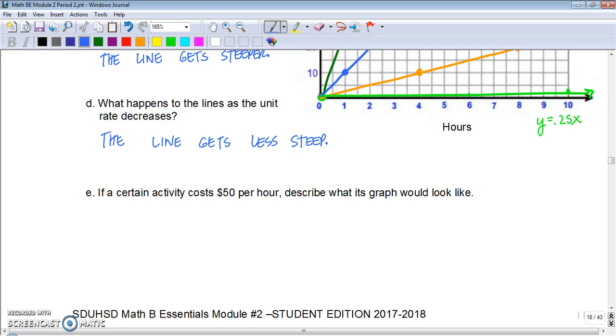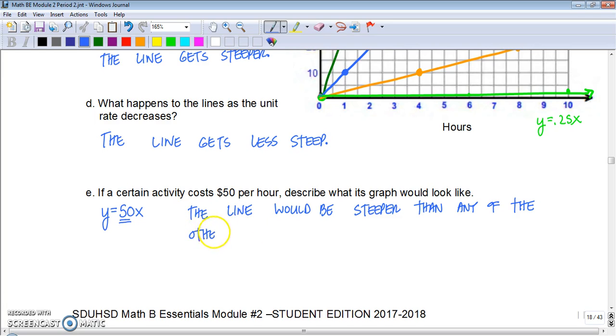And then E, if a certain activity costs $50 per hour, describe what its graph would look like. Well, the equation would be y equals 50x, and I can see that this unit rate, or COP, is bigger than any other one that we've seen. So the line would be steeper than any of the other lines graphed.